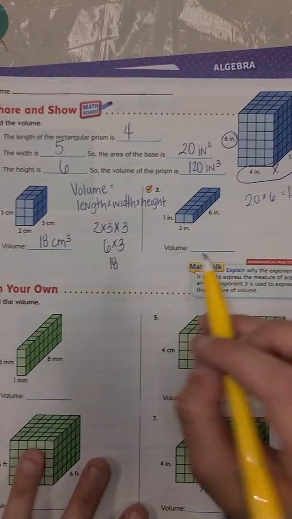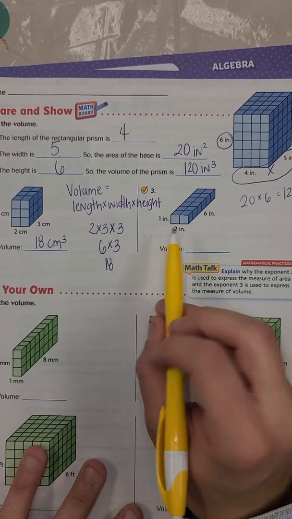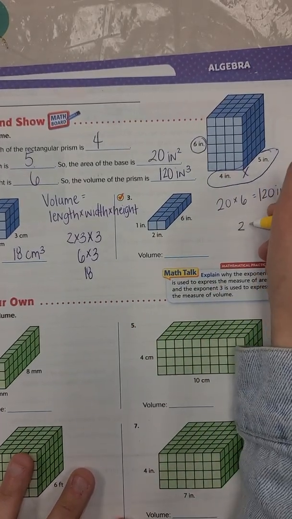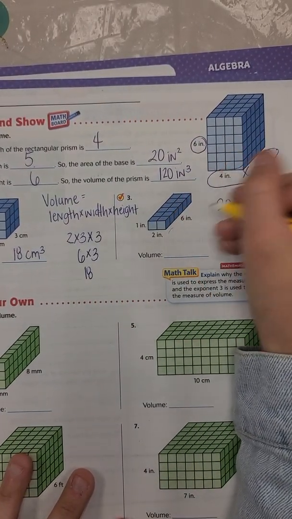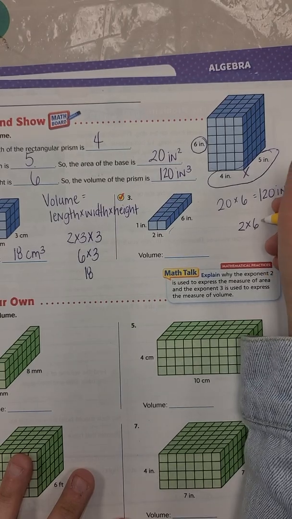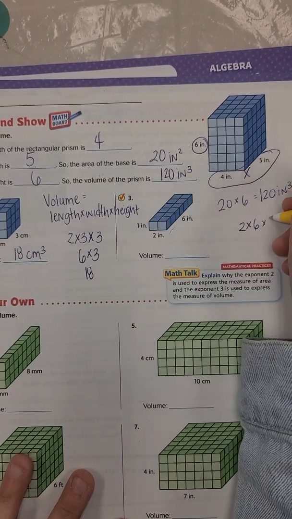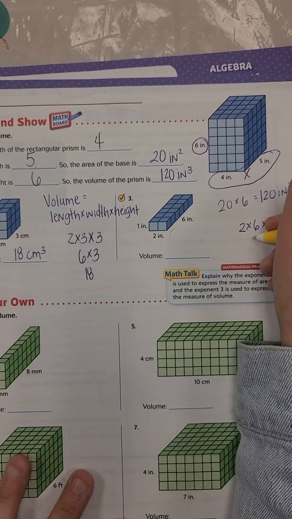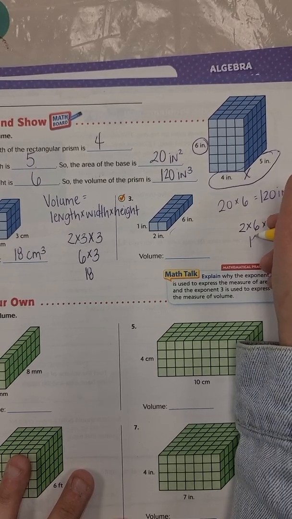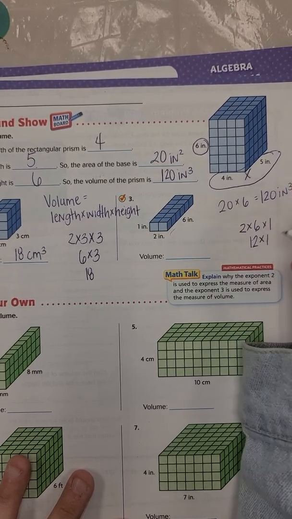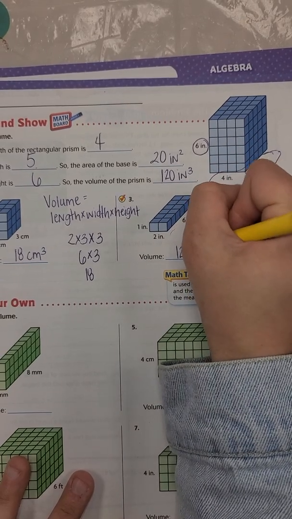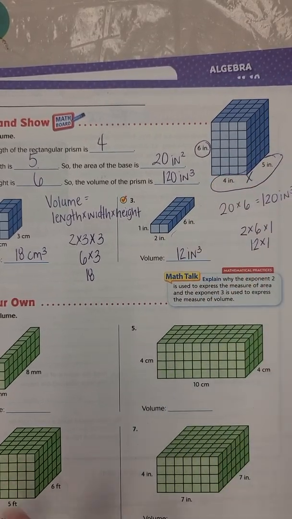All right, let's look at the next one. We're using the same formula because it's volume still. So we have 2 times our length, or our width is 6, times our height, there's only 1. So 2 times 6 is 12, times 1 is still going to be 12 inches cubed.